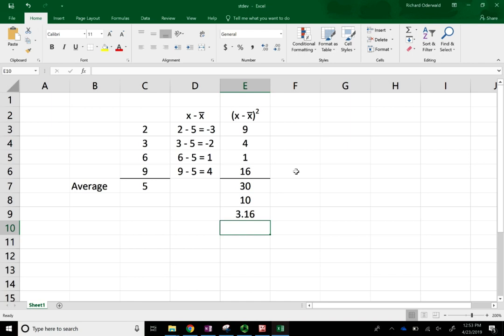The important thing to note is that observations further from the average have more influence than those close to the average. For example, the observation 6 is 1 unit away from the average. 1 squared gives us 1. The observation 9 is 4 units away from the average. Squared is 16. So the observation 9 has 4 times the influence on the variance as does the observation 3.